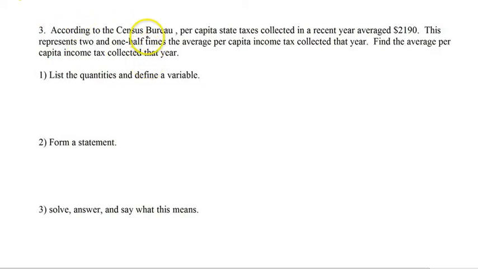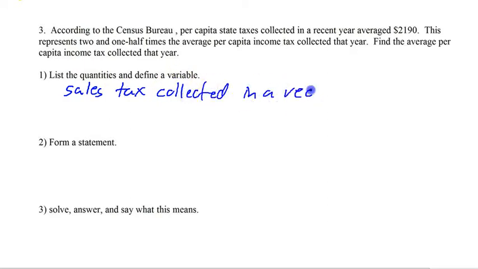So we have, according to the Census Bureau, per capita state sales tax collected in a recent year. So we got sales tax. We have sales tax collected in a recent year, averaged $21.90. Okay, there's one quantity. Now what else do we have? We have the question. It's saying to find the average per capita income tax collected that year.